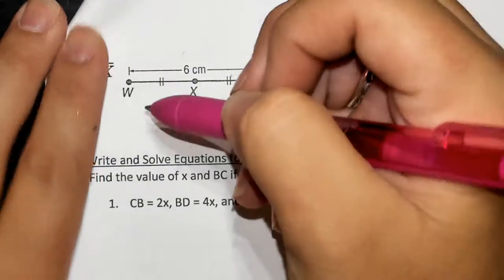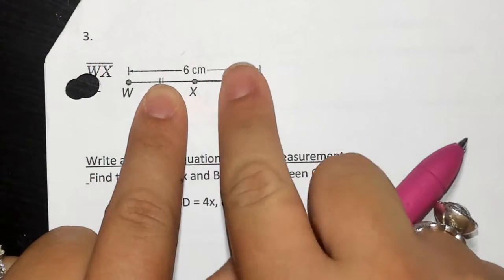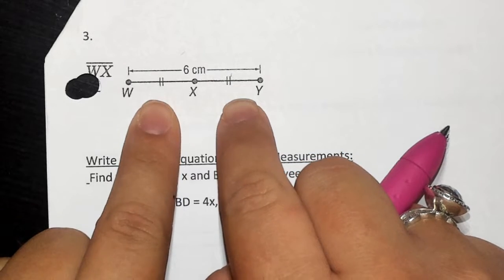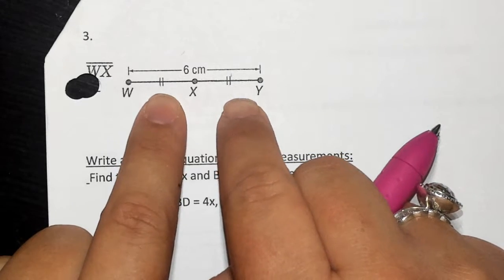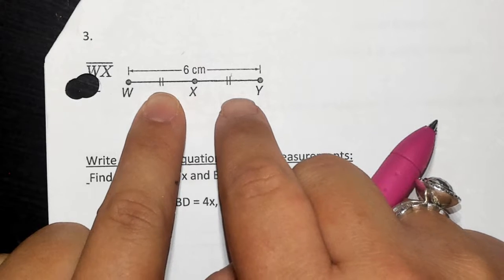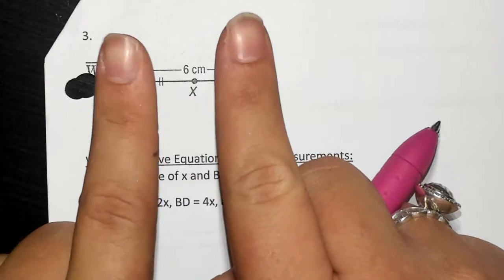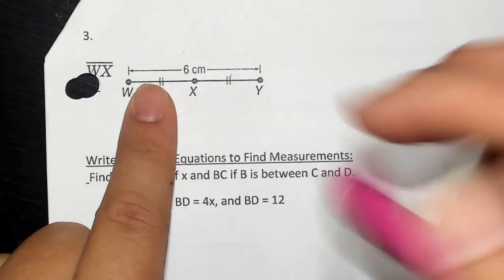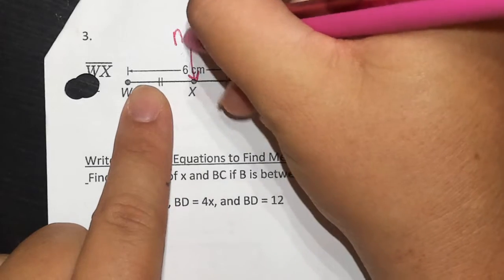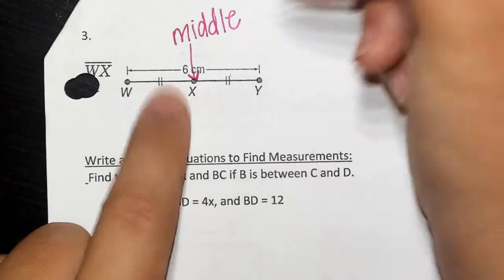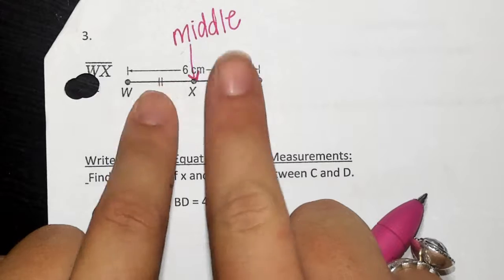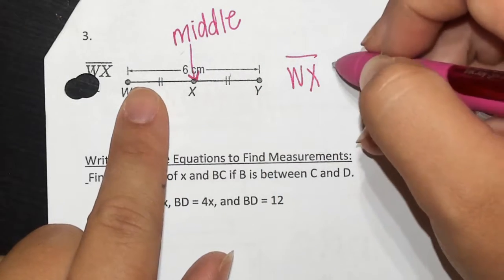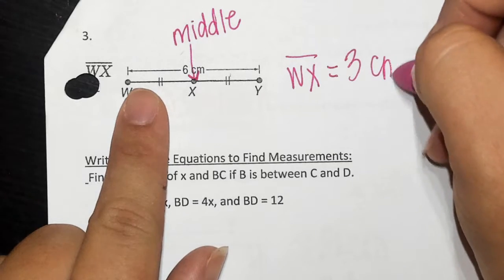You see these little dashes on this one? How many are there on each side? 2. Those dashes tell you if things are congruent. So if there's 2 dashes over here, and there's the same number of dashes over here, that means that both of these segments are the same. Well, if the whole is 6, and I know these are the same, so that means this point is the middle. It's the very middle, because these two are the same. So how much is each side? 3. So segment WX is equal to 3 centimeters.